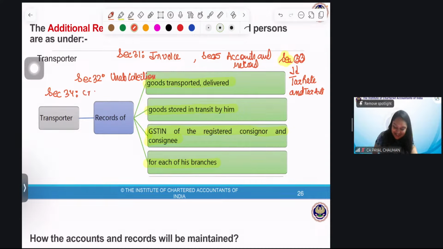Very happy with you people. Credit note and debit note. Very good. Okay. Section 36. Section 36. Take your time. That's okay. Section 36. Very good. It's period of retention. Period of retention. Right.